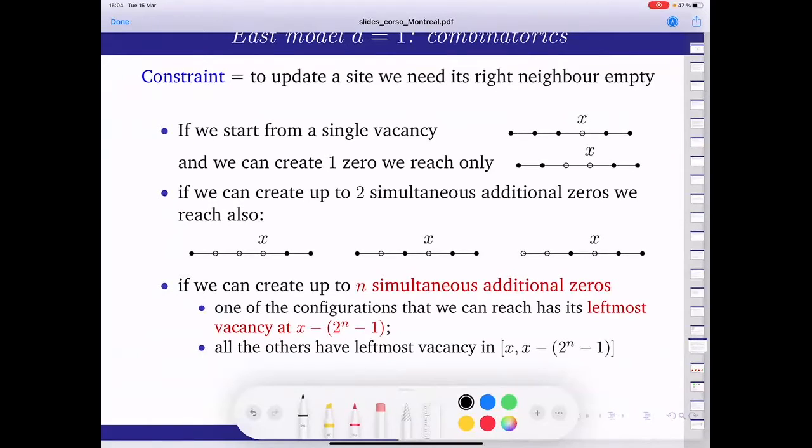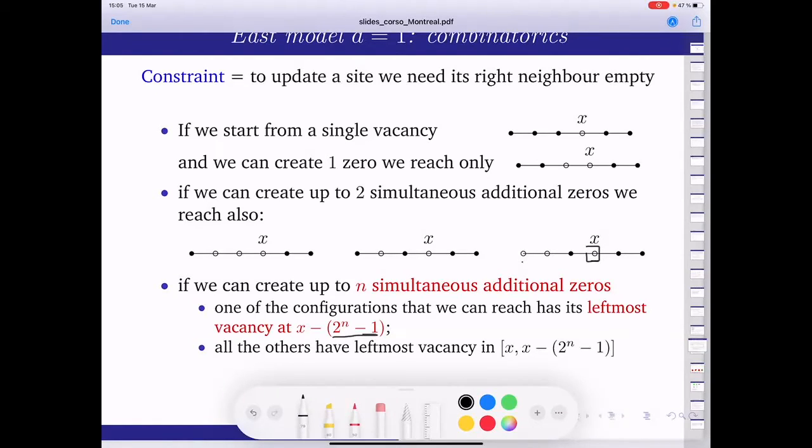have in your pocket n additional zeros to spend besides the zeros that I have given you in the beginning here, you will be able to reach only configurations that have their leftmost 0 at a distance at most 2 to the n minus 1 from this x. So here, for example, I had 2 zeros to spend. I could go up to distance 3 from my initial site.